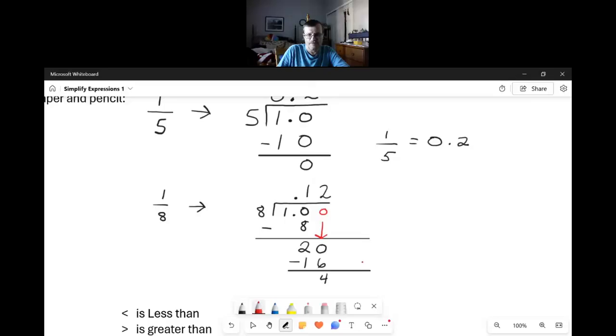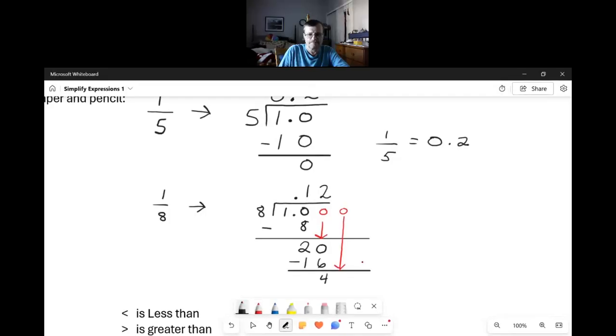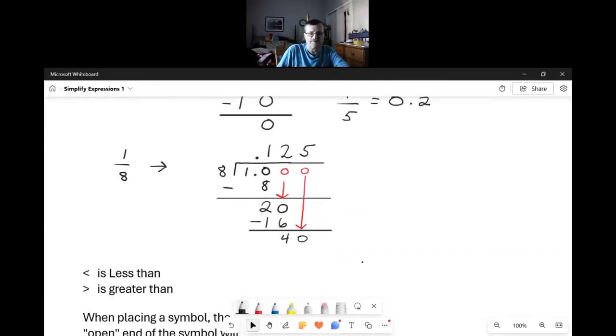Let's put another 0 here and bring it on down to the 4. How many 8s into 40 safely without going over? Exactly 5 times. And at the end here, 5 times 8 is 40. Remainder of 0. So we have an equivalent decimal of 0.125. I like to put the 0 there for show. So 1/8 is equivalent to 0.125.